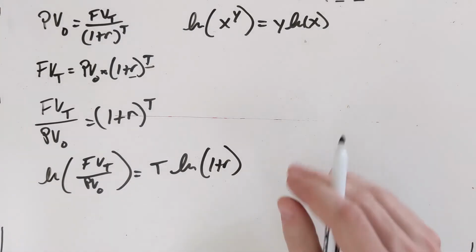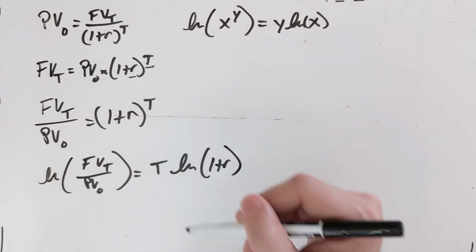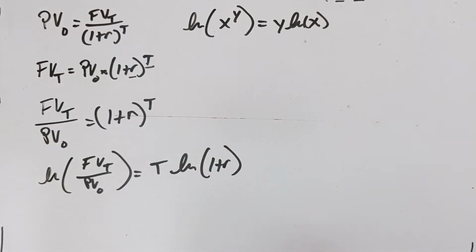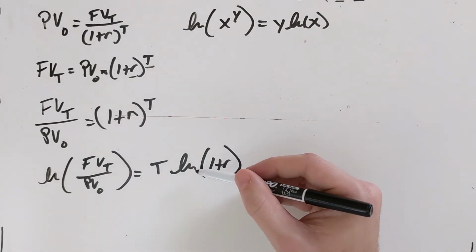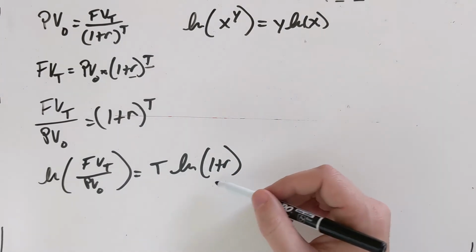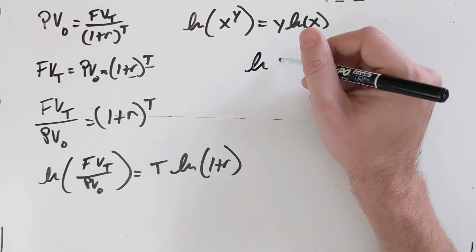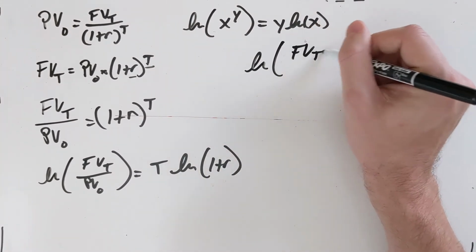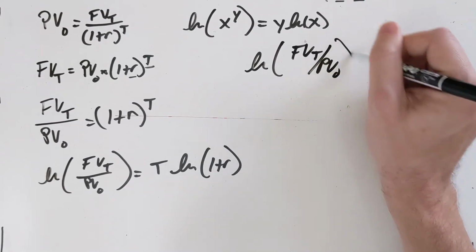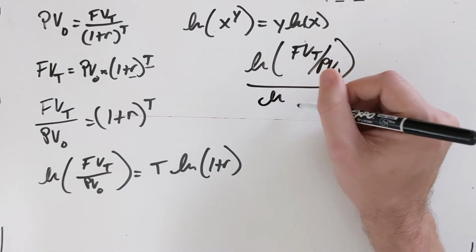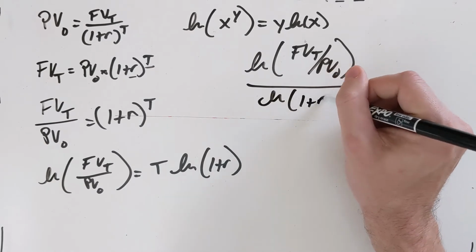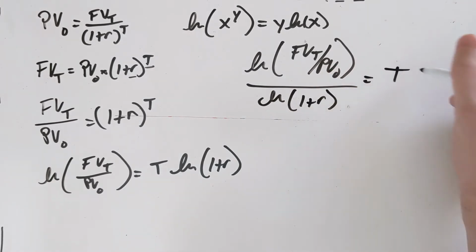All right, now I can use this a little easier because, well, now I know how to get to isolating that t on that side. I'm going to divide both sides by the log of 1 plus r. And so you end up with the log of FVT divided by the present value, divided by the log of 1 plus r, is equal to time t.